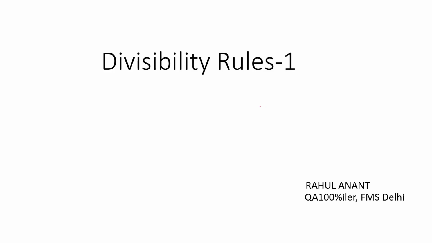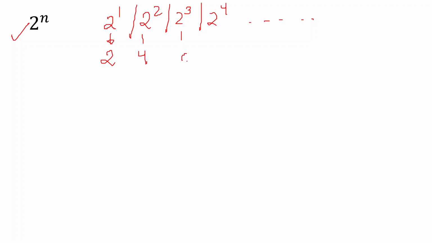Divisibility rules, part 1. First, we're going to see the divisibility rule of 2 to the power n. So 2 to the power n means 2 to the power 1, that is 2, 2 to the power 2, 4, 2 to the power 3, 8, 2 to the power 4, 16, and so on. Let's see how to find a general rule for the divisibility of all these numbers.